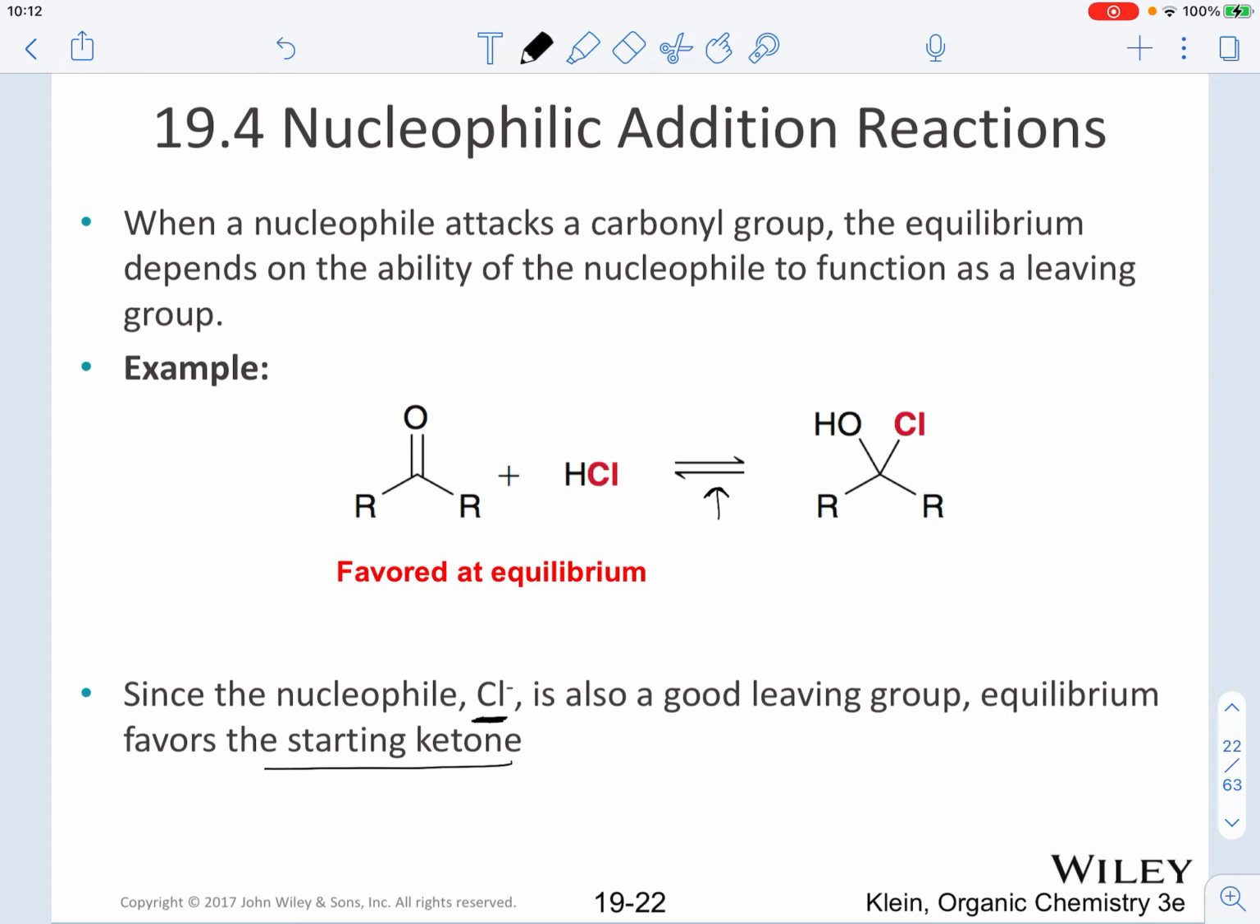So when we consider these arrows, instead of being in equilibrium between reactant and product, it is going to favor the ketone. But again, it comes from the idea that this chlorine that was added to the ketone is also a good leaving group. So when it comes to this, the ketone is the one that is going to be favored.